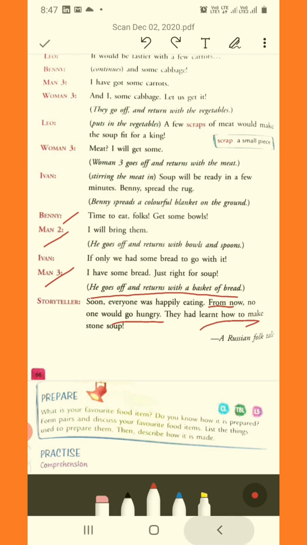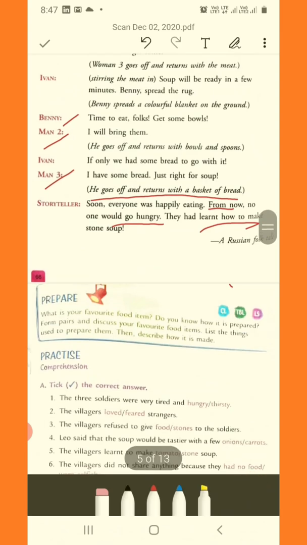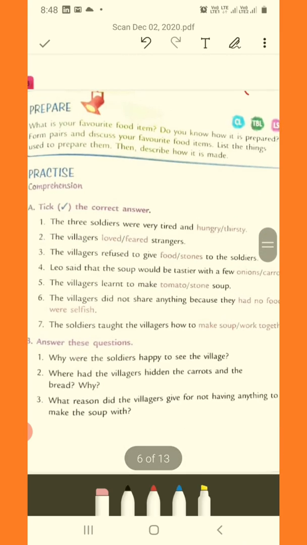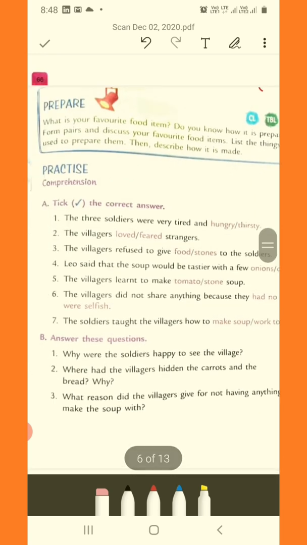So let's move ahead. What do we have? Let's see. There is a prepare section. If it is fun filled, you'll do it. It's asking what is your favorite food? Do you know how it is prepared? I think you should do it on your own. Try and discuss this with your siblings and do them on your own. And as far as question answers are concerned, I think most of them are given. If not, I will help you. Whoever doesn't have access to question answers will be helped.